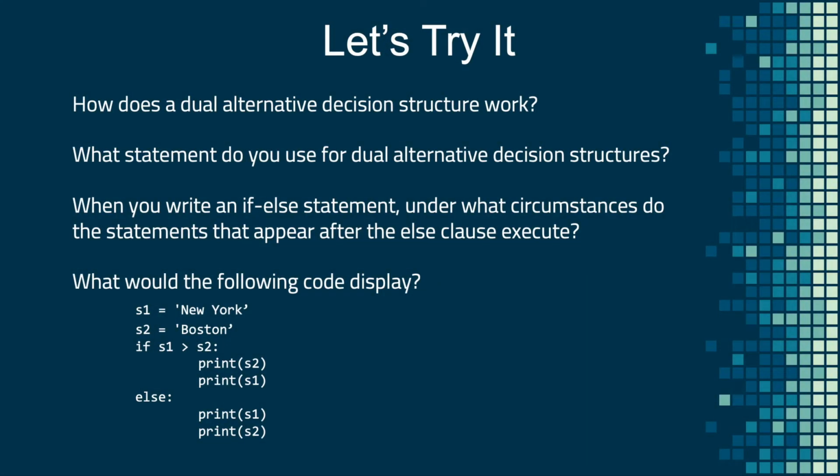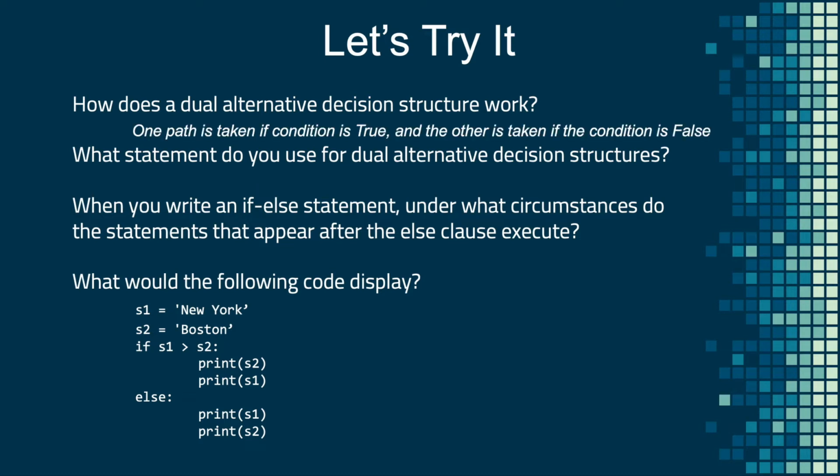Okay, so let's go ahead and try this a little bit. Let's ask the question, how does a dual alternative decision structure work? You can answer with, one path is taken if the condition is true, and the other is taken if the condition is false. Moving on, what statement do you use for alternative decision structures? We use if statements for single alternative decision structures, and we use if-else statements for dual alternative decision structures.